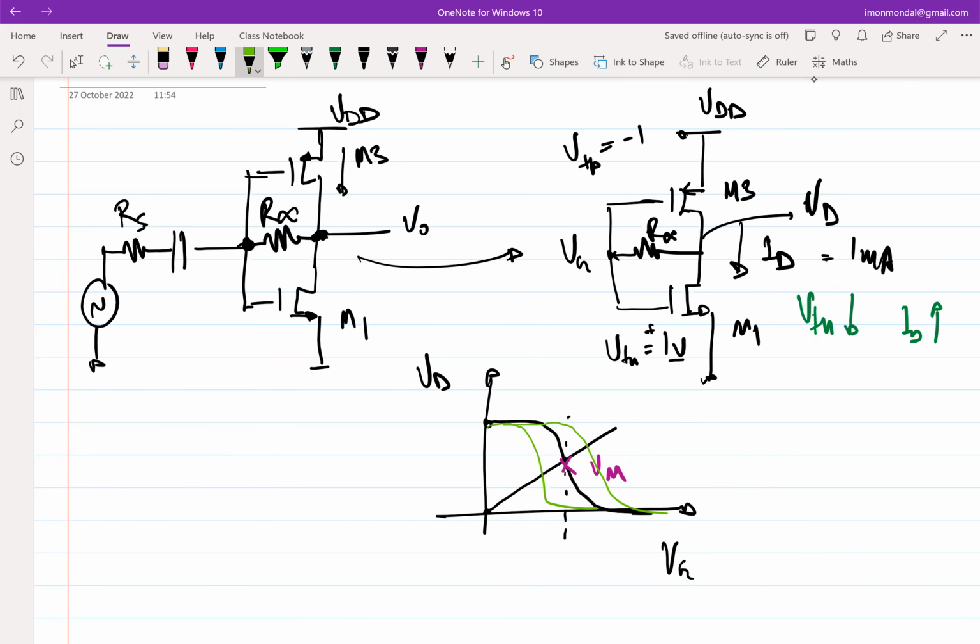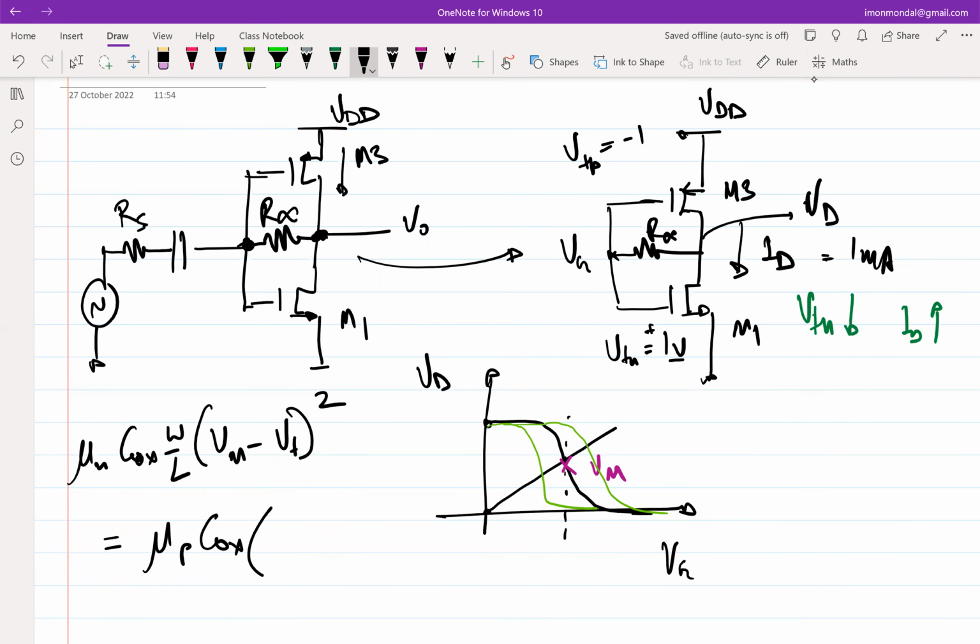Okay, so it boils down to how do you find out VM analytically? Equating the current. So how do you equate current? You say it's mu n Cox W by L times Vm minus threshold voltage, assuming threshold voltage is identical in both cases. This is equal to mu P Cox W by L times VDD minus Vm minus Vt, whole squared, right?